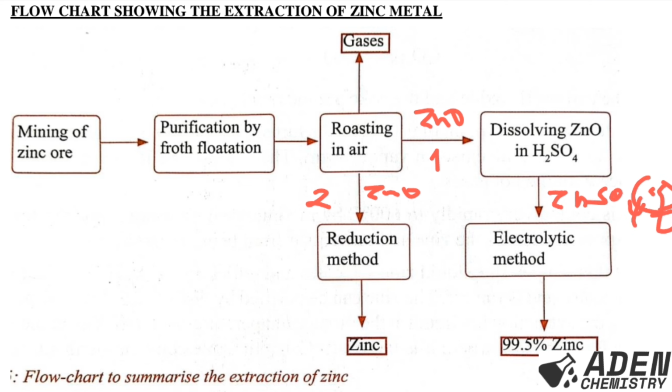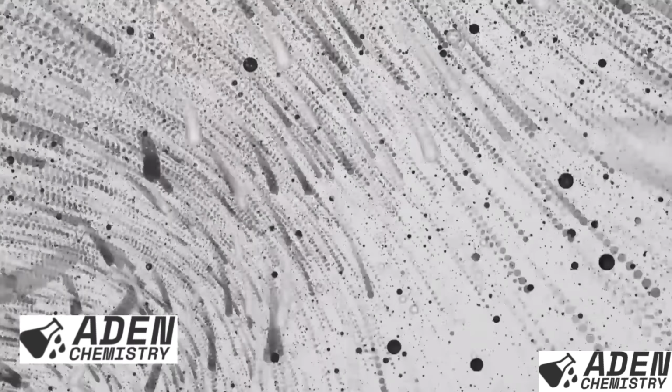Then after that, we are supposed to do the electrolytic method or electrolysis method. In doing so, we are going to get 99.5% zinc. So the second part here is that the zinc oxide that we have obtained in the roaster chamber will be reacted with coke or carbon monoxide as a reducing agent, and we are going to do the reduction method. So here we are going to get zinc solid or zinc metal. So learners, that is the end of our class today. Thank you for watching.